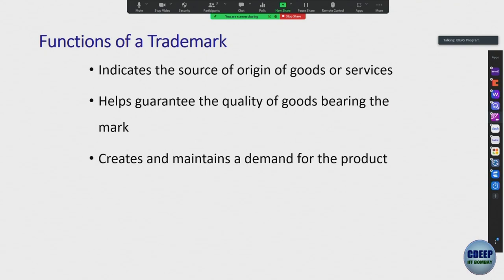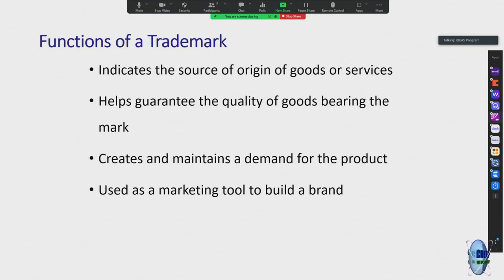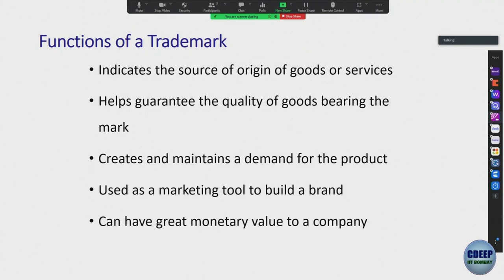You say, I want Pears soap. The fellow gives you a Moti soap. You are not going to accept it. You want a Pears soap. So, you are demanding Pears. So, that creates demand for the product. And then that is used as a marketing tool to build the brands. And then you create a brand value. And that brand value also has a monetary value for the company. So, these are basically the functions of the trademark. Therefore, you keep the trademarks.